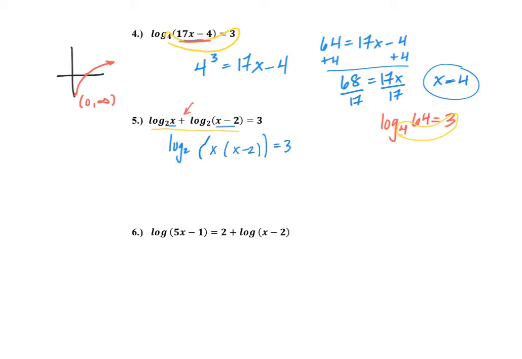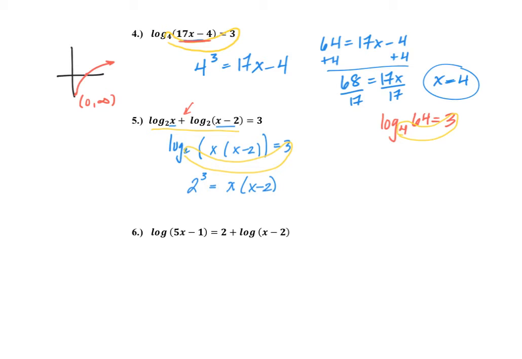Now, my setup there is very similar to what I had in example number 4. In example number 4, I had a single log that I switched to exponential. So what did I do in 5? I took those 2 logs, combined them, and wrote it as a single log. Now I'm going to switch it to exponential form. I have my base, which is 2. So I'm going to write this as 2 cubed because I have my base to my exponent. Again, remember logs are always exponents. And that is equal to x times the binomial x minus 2.